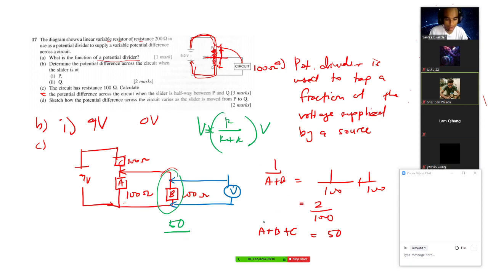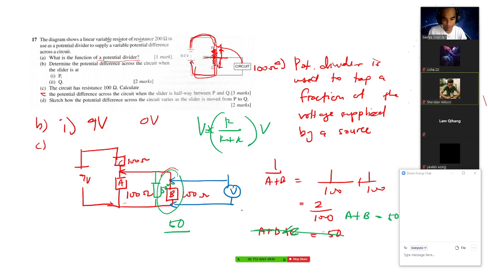Oh yeah, no, this one. This is A and B only. Okay, this is A and B. A plus B equals 50, so both of them will be 50. Again, this is equivalent to 50 ohm, okay, 50 ohm, the both of two.